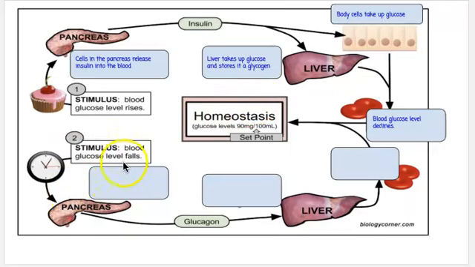Now, let's say your blood sugar has fallen, like when you haven't eaten. Your pancreas releases glucagon. Your liver then breaks down glycogen into glucose. And then that glucose goes into your bloodstream, which causes your blood sugar to rise, and then you're back at the homeostasis set point again. So your body uses two hormones, insulin and glucagon, to keep your blood sugar balanced. This is a perfect example of negative feedback because the body is always trying to return to set point.